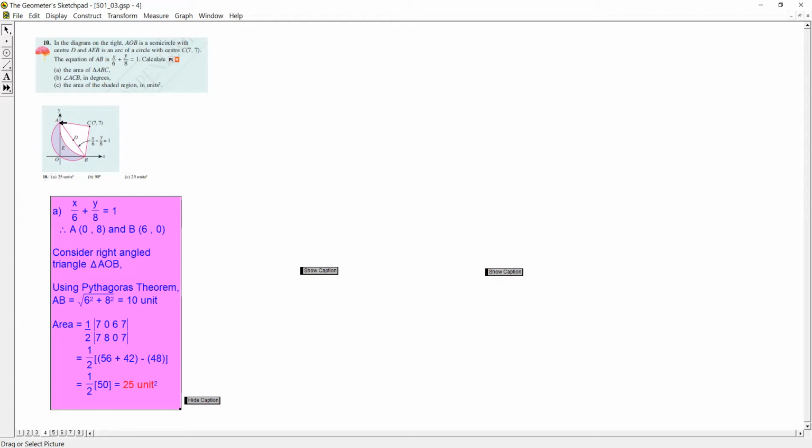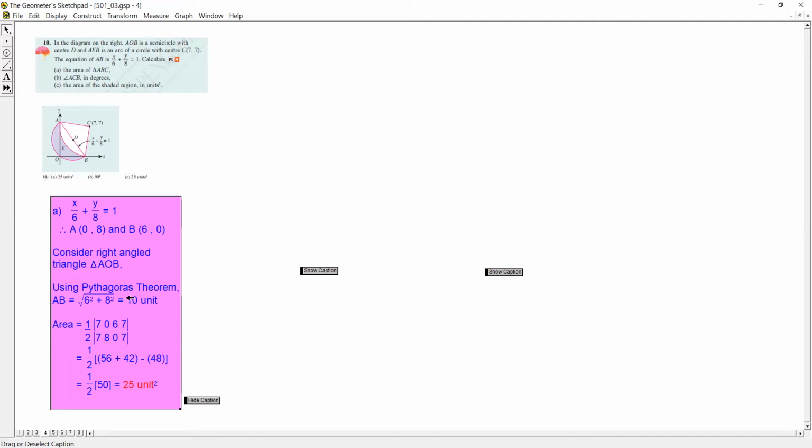AOB. Now this is a right angle triangle. You have learned in your Form 3 chapter 6 that the diameter subtends a right angle at the circumference. Can you remember this? This diameter AB subtends a right angle at O on the circumference of the circle. Because it's a diameter, the angle must be 90 degrees. So this point O must be on the circumference.